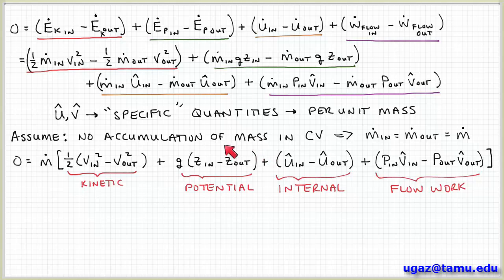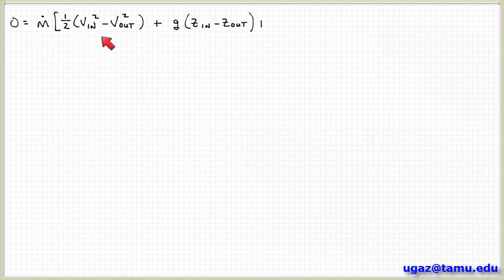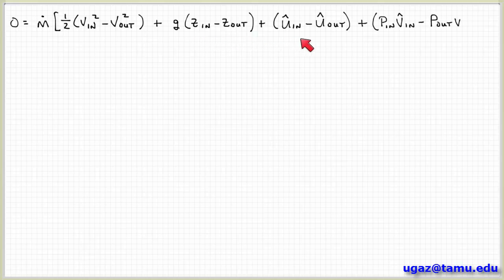Okay, so then I can just rearrange. I can factor the m dot out because it multiplies all the terms. So then the net energy change is the sum of the kinetic, potential, internal, and flow work terms. Let me rewrite this equation on the next slide. Again, we have the kinetic energy term, 1/2 v in squared minus v out squared, plus the potential energy change, g times z in minus z out, plus the internal energy change, u in minus u out, plus the flow work change, p in v in minus p out v out.